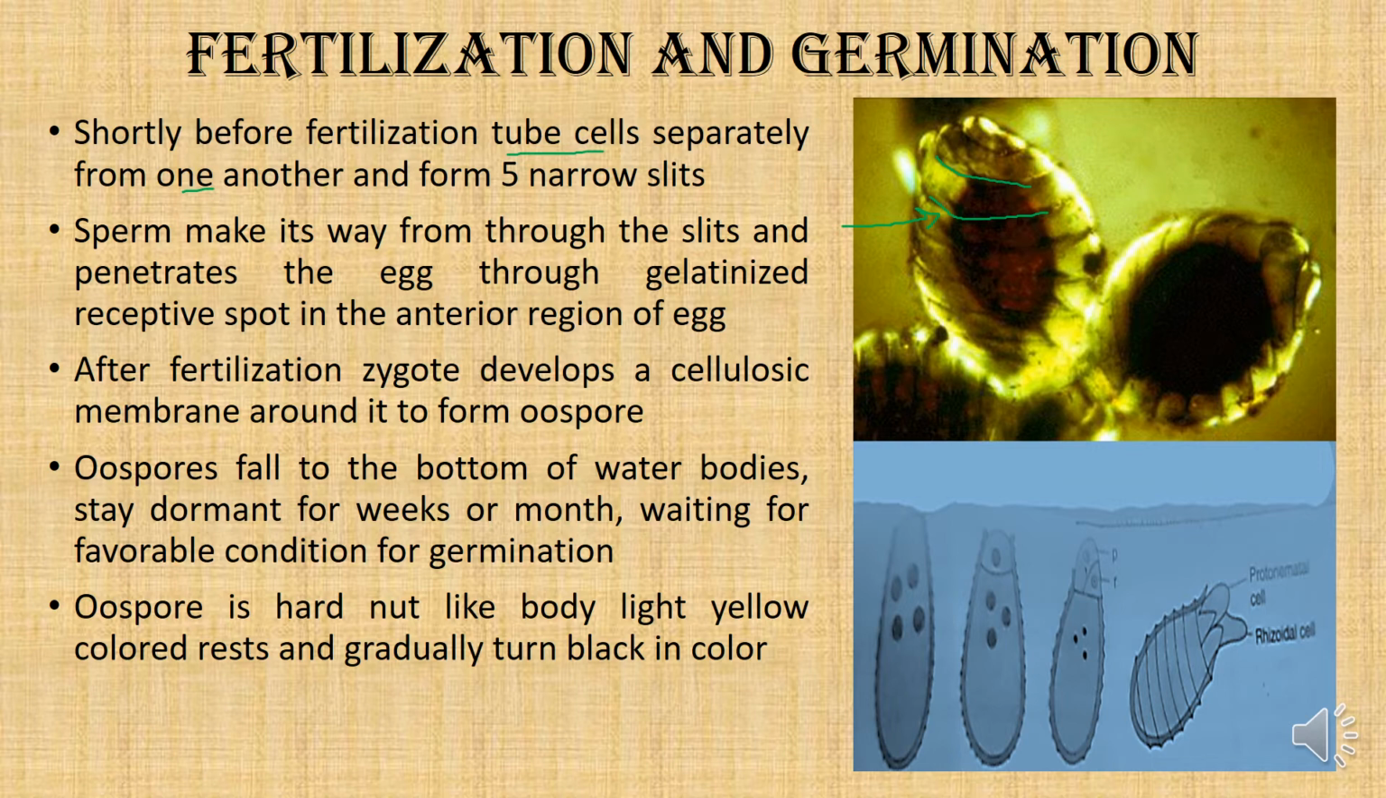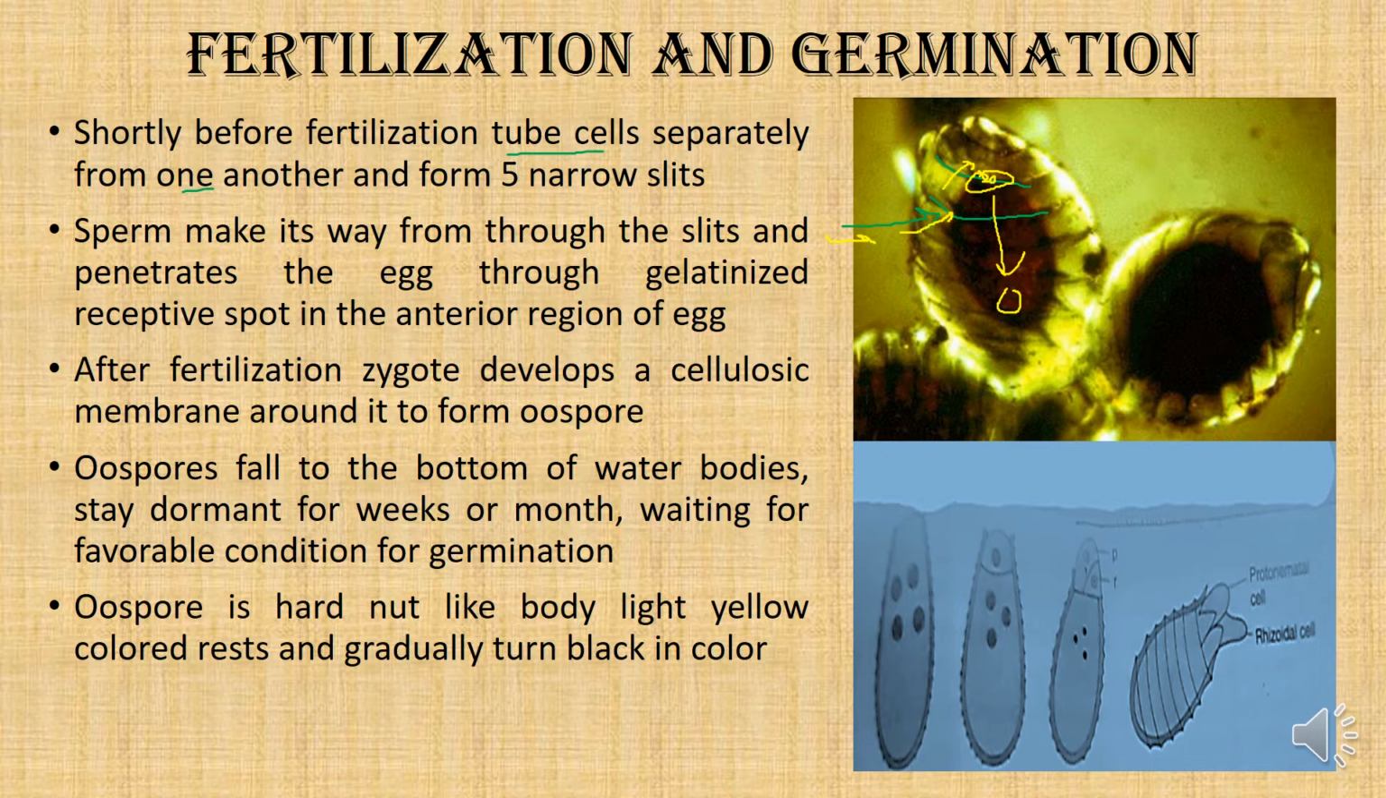Let me draw the sperm in another color, yellow. So the sperm come swimming and they enter through the slits, and then they swim to the top portion here, and in the hyaline area, this area, they penetrate the egg. Later it sinks down where the female nucleus is present, and fertilization occurs. So after the fertilization, say for example, this is a fertilized oospore, that is a fertilized zygote.